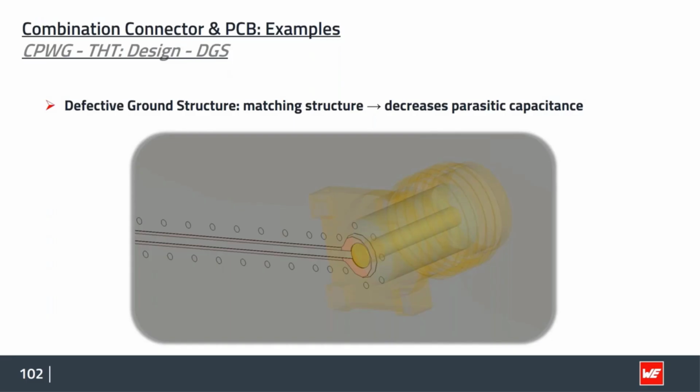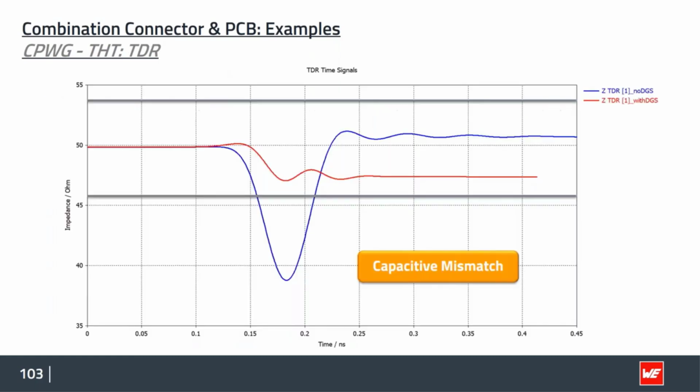Let's have a look at the TDR measurement. The blue line is only ground taper, no DGS structure. The red line is both. And you can see without the DGS structure, we have a huge mismatch in our connection area. And with the DGS structure, we clearly stay very much in the area we defined as a good one. So here the DGS structure is a real game changer. It's really very helpful to use it.